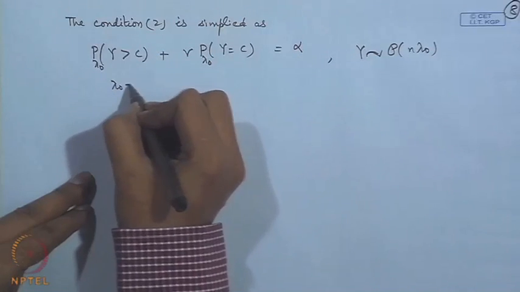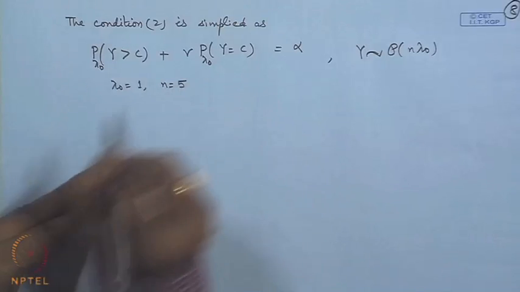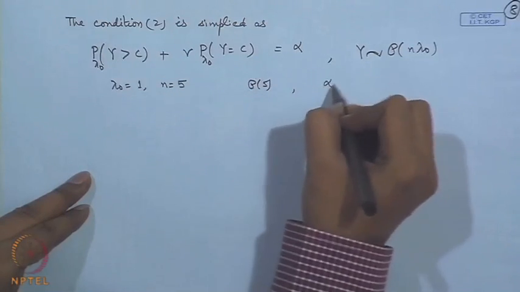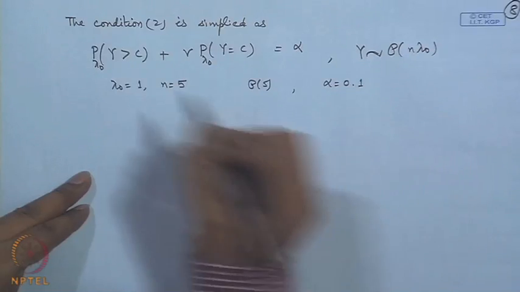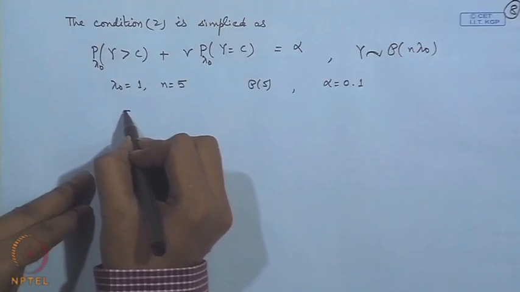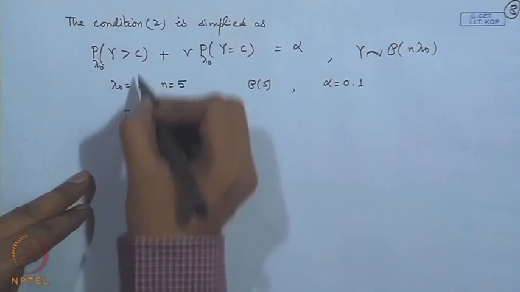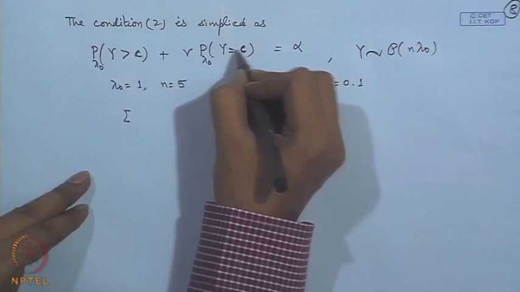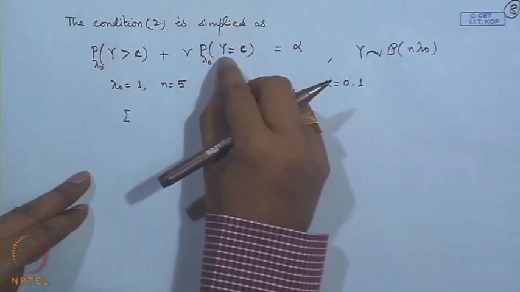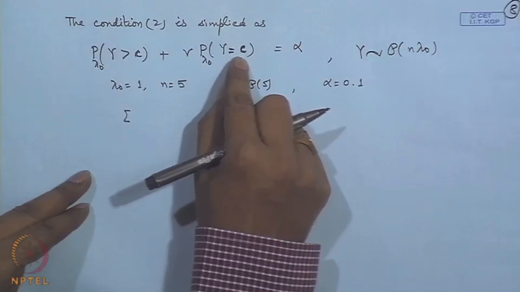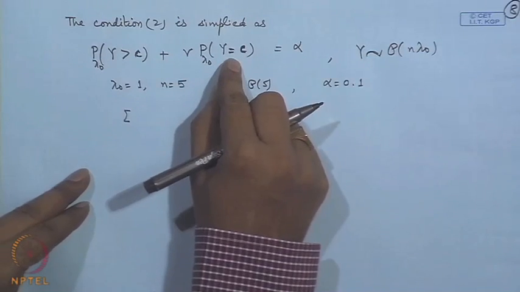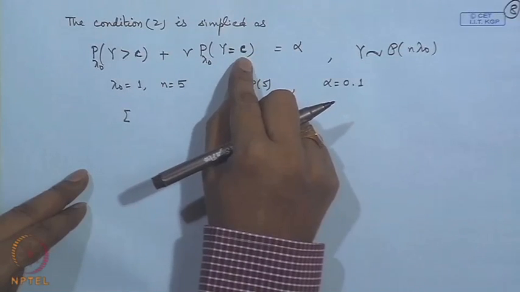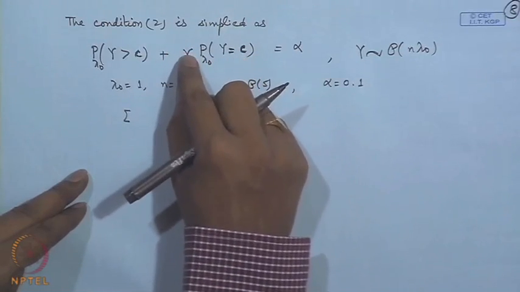Suppose I say lambda naught is equal to 1 and n is equal to say 5, then basically we are looking at the tables of the Poisson 5 distribution. Suppose I say alpha is equal to 0.1, then what we are seeing here is the point from where, now this c need not be an integer, we may fix that in such a way. If it is an integer, then this value may be positive. If it is not an integer, then this may become 0. Now, you may see from the tables whether this randomization with probability gamma is required or not.